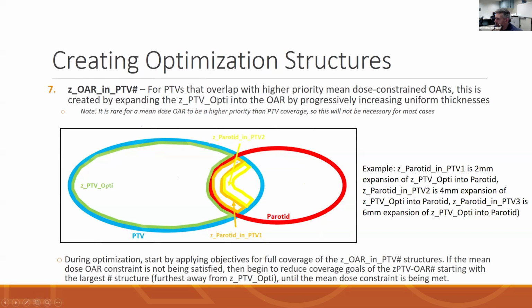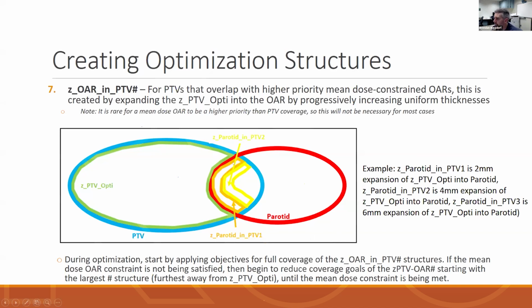objectives for full coverage on both of these structures. Then if the optimizer is showing you that the mean dose constraint on this OAR isn't being satisfied, you can reduce the coverage goals of these structures, starting with the largest numbered one, the furthest away from the ZPTV Opti, until the mean dose constraint is being met.